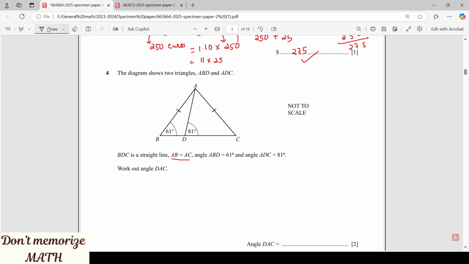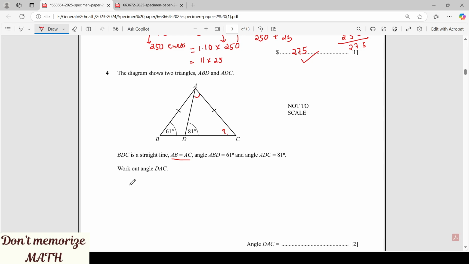Okay, so angle ABD is 61, it is already marked here. Angle ADC is 81, that is also marked. Work out the angle DAC. So we'll mark the angle DAC. So this is the angle DAC. So first we have to find angle ACD. This angle we will find first, then only we can reach the question.